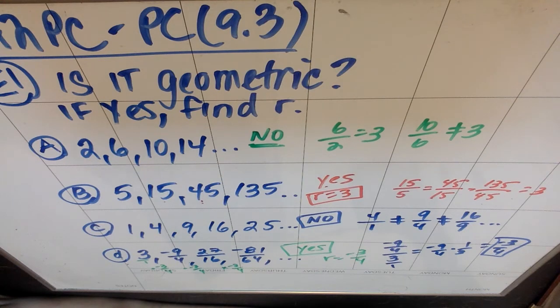A was arithmetic, not that we were asked that, but it is, and C is essentially just the terms being squared, right? 1 squared, 2 squared, 3 squared, 4 squared. It is neither arithmetic nor geometric.